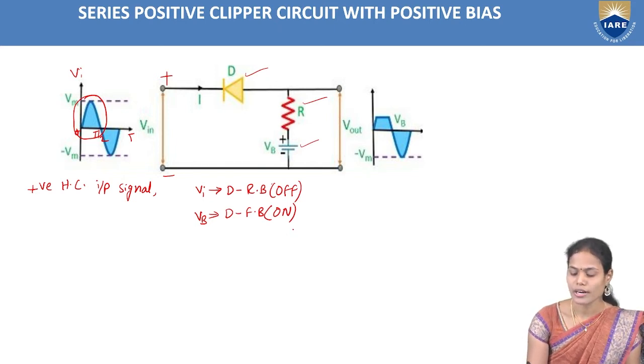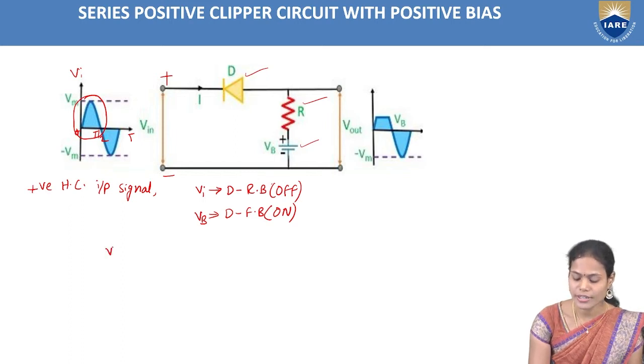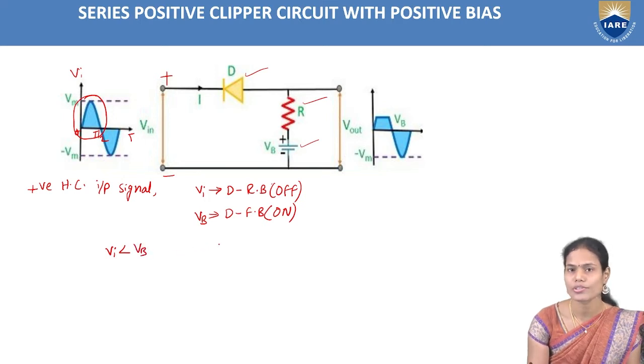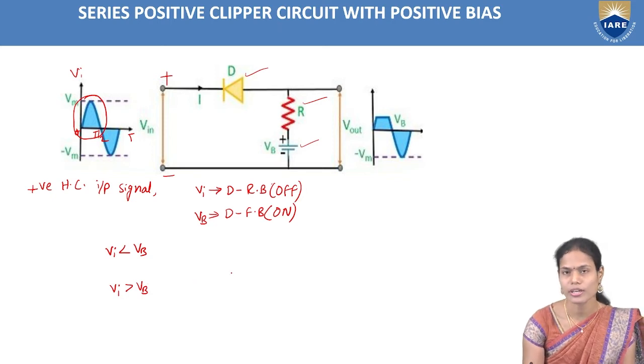In order to see that, I have to take two conditions. That is, when our applied input voltage is less than the battery voltage, what is the status of the diode and what is the output voltage? And similarly, when the applied input voltage is greater than the battery voltage, what is the status of the diode and what is the output waveform we are going to get? For that, I am taking first, my input voltage is less than the battery voltage.